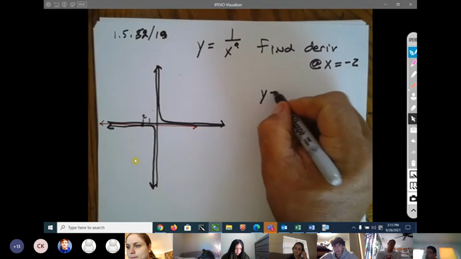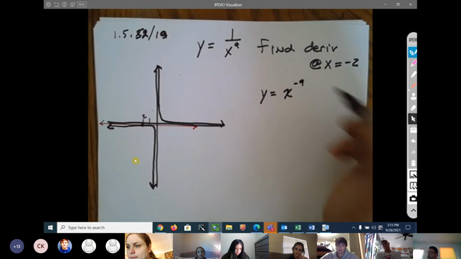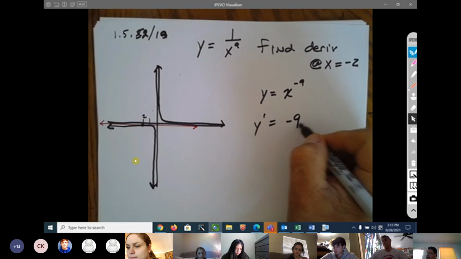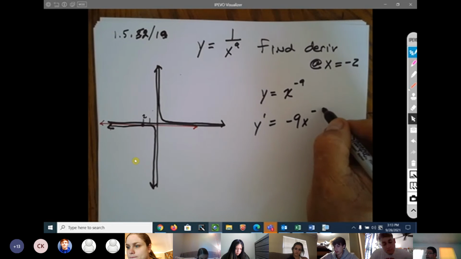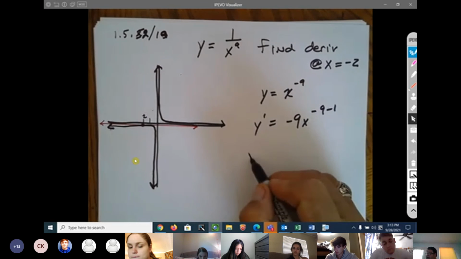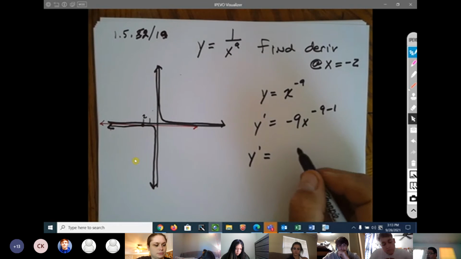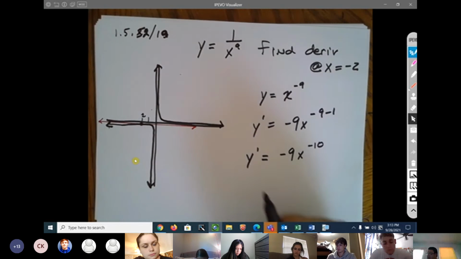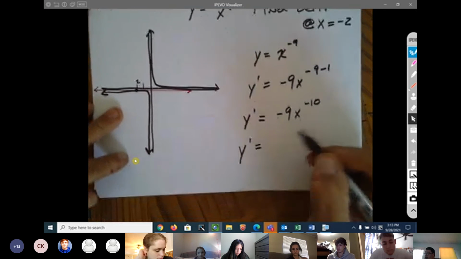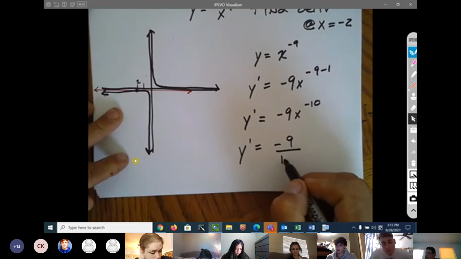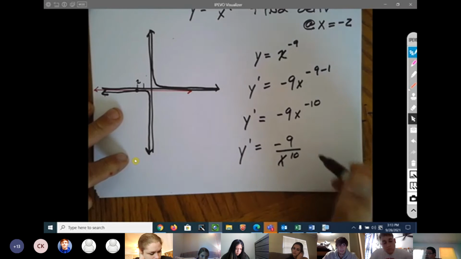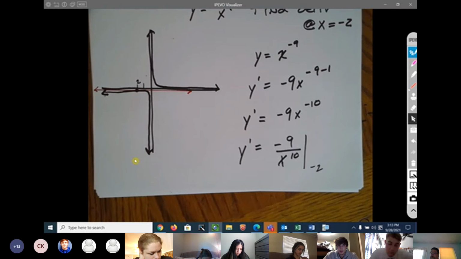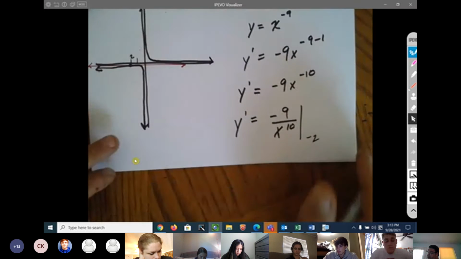y is equal to x to the negative 9th power, and y prime is equal to negative 9 x to the negative 9 minus 1, and then y prime is equal to negative 9 x to the negative 10. Y prime is equal to negative 9 over x to the 10th power. And now you're going to plug in negative 2. That's going to be some number.